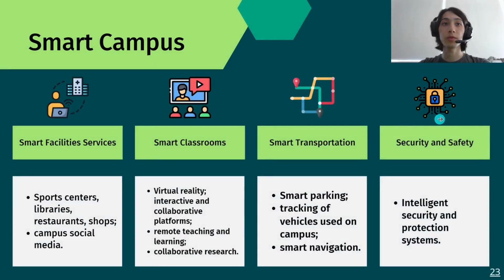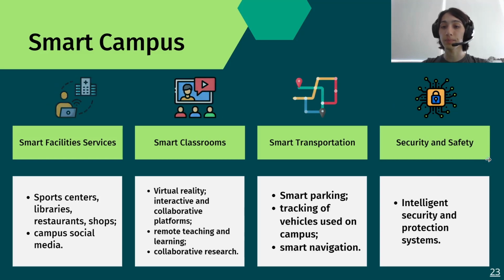Here are some examples of the use and application of these resources within a smart campus. The first one is Smart Facility Services, which goes for sports centers, libraries, restaurants, shops, and campus social media. For smart classrooms, we have virtual reality, interactive and collaborative platforms, remote teaching and learning, and also collaborative research. For smart transportation, we have smart parking, tracking of vehicles used on campus, and smart navigation. For security and safety, we have intelligent security and protection systems.